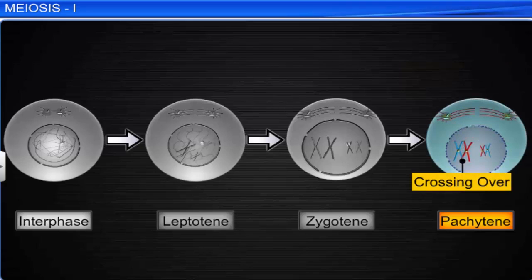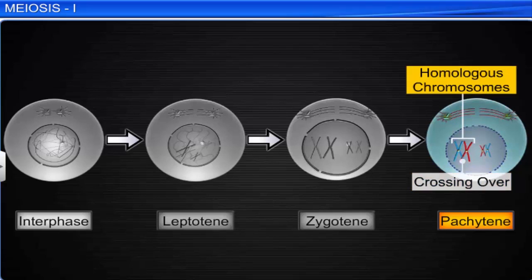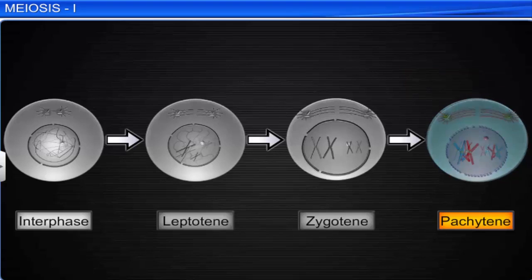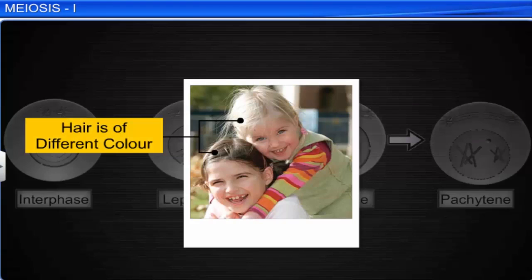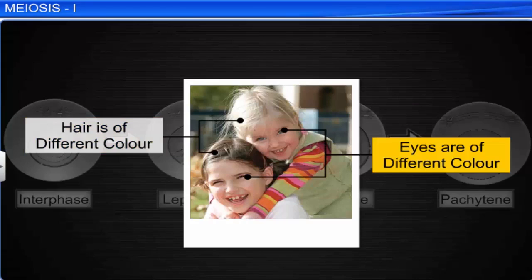Crossing over is an event unique to meiosis, wherein an exchange of genetic material occurs between the non-sister chromatids of homologous chromosomes. The process of crossing over is initiated by the enzyme recombinase and results in the recombination of genetic material between the 2 chromosomes. Crossing over is very significant during the formation of gametes, as it results in new combinations of genes, leading to genetic variation in the offspring.